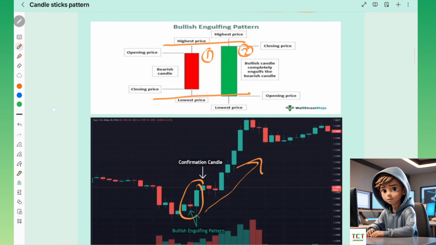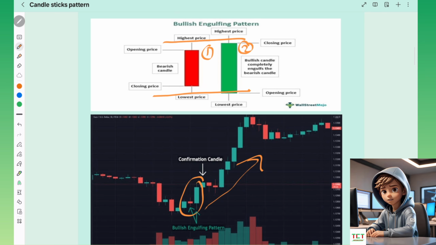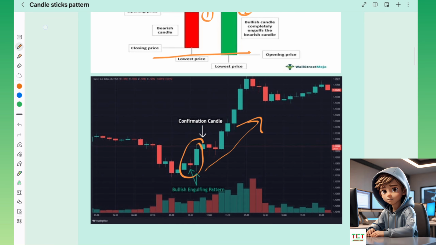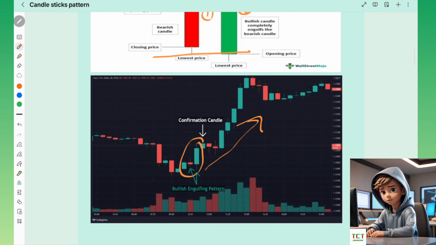Now, why is this so powerful? Because it shows that buyers have taken complete control. They didn't just push the price up a little bit. They completely overpowered the sellers. The bullish engulfing pattern indicates that buyers have taken control, overpowering the sellers, and suggests a potential upward movement. So whenever you see a small red candle followed by a large green candle that completely covers it, you know that a bullish engulfing pattern is forming.